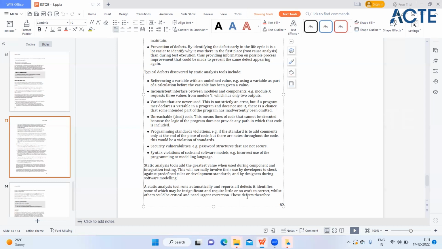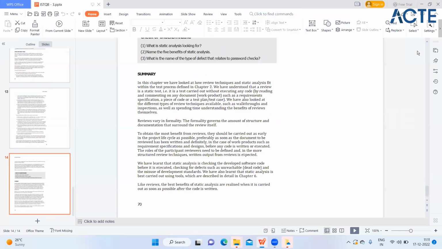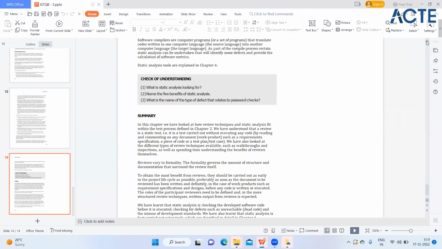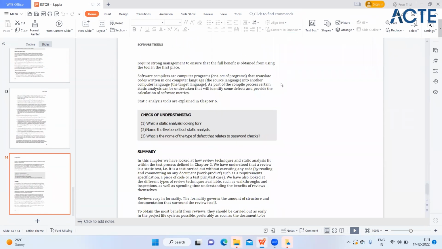So you have to fix it at the earliest level. This is a kind of example. Now, these defects therefore require strong management to ensure that the full benefit is obtained from using the tool in the first place. So they are just saying this.